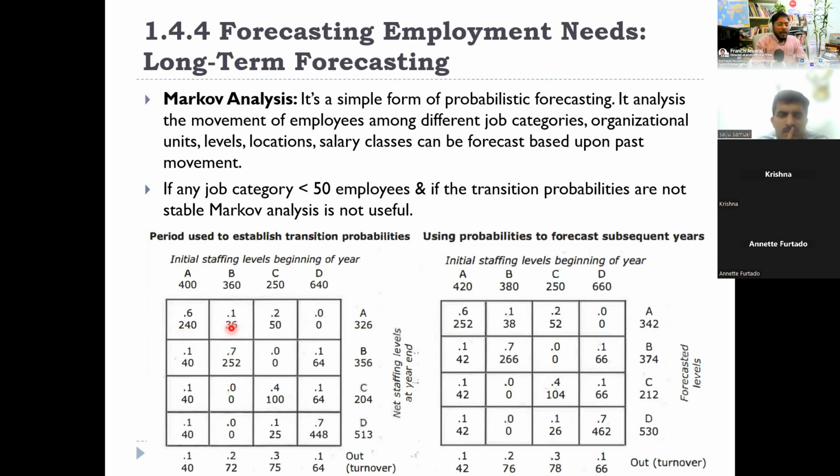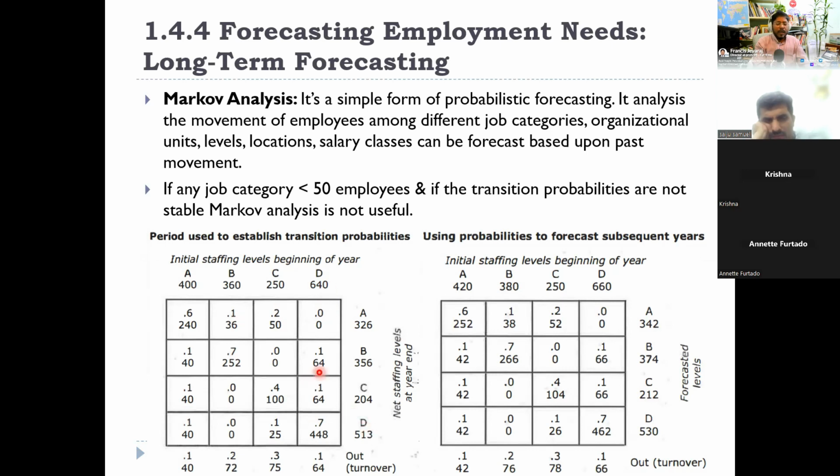So in department A, you can compute together 326 people at the end of the year. They are going to remain there. And then B, you have 356. In the beginning of the year 400 people, but towards the end of the year only 326 people are there. Then likewise 360, 356, 250 here, 204 are there. Then D, 640, towards the end 513.